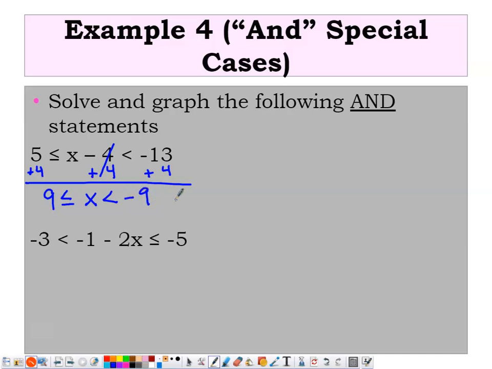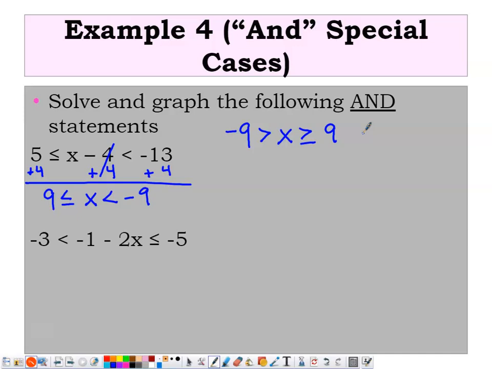At first glance, this looks good, right? I have my variable isolated, but let's see if we can make sense of what's going on here. We want to make sure that our answer is written from least to greatest. Negative 9 is smaller than 9, so I'm going to rewrite it. We have negative 9, and then we're going to flip everything. So we have negative 9 is greater than x is greater than or equal to 9.